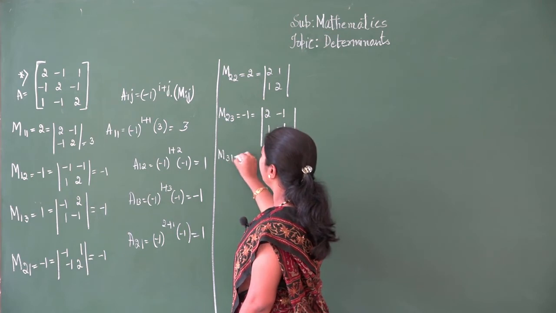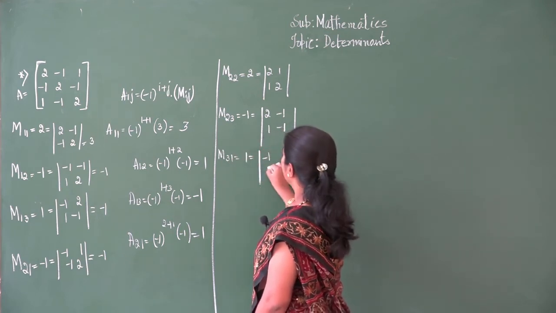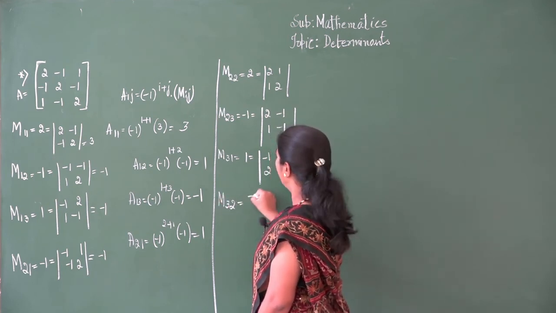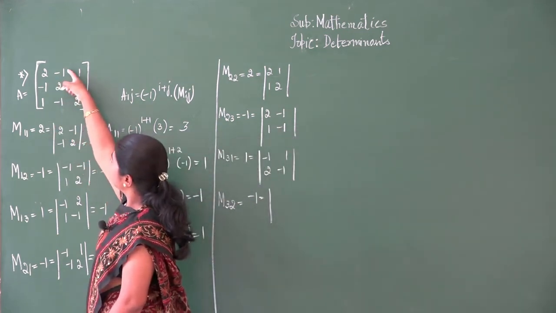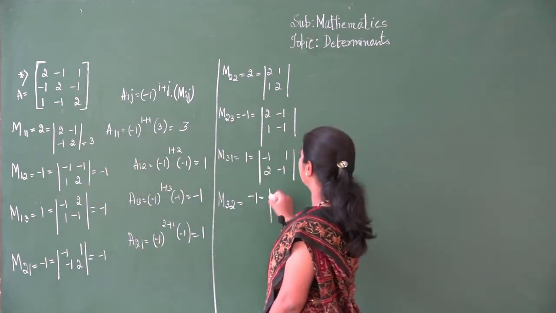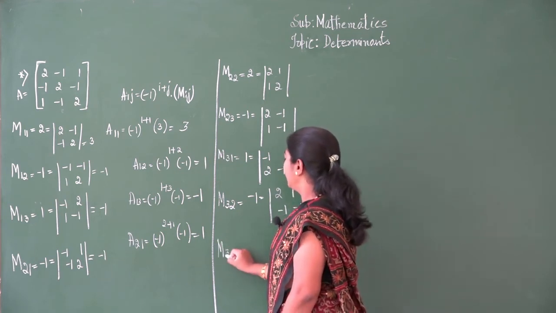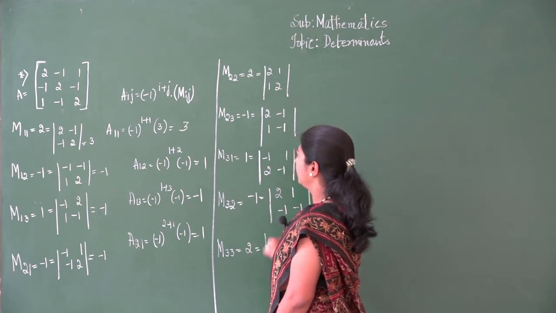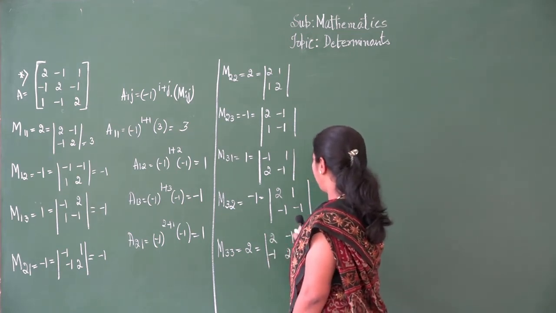Similarly, M31, that is 1, which is equal to minus 1, 1, 2, minus 1. What is M32? Minus 1. We are considering this element, so leave this row, leave the second column. What is left out? 2, 1, minus 1, minus 1. What is M33? That is the last element, 2. 2, minus 1, minus 1 and 2.